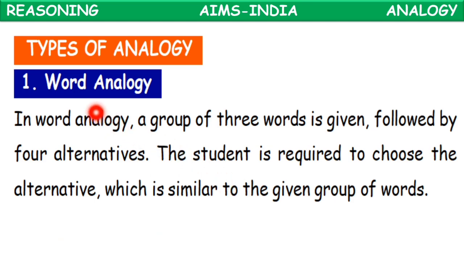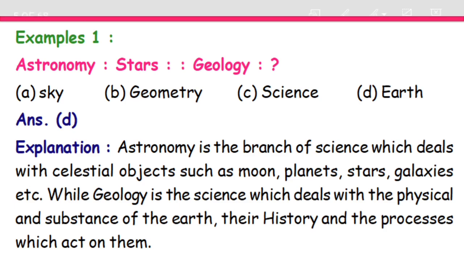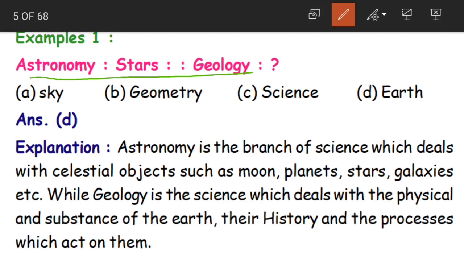Let us look at some types of analogy. The first one is word analogy. In word analogy, a group of 3 words is given, followed by 4 alternatives. The student is required to choose the alternative which is similar to the group of words. What are they saying in word analogy? See, here we are having 3 words: astronomy, stars, geology, and for the 4th word we are having a question mark. So we should find out what will come in place of this question mark.